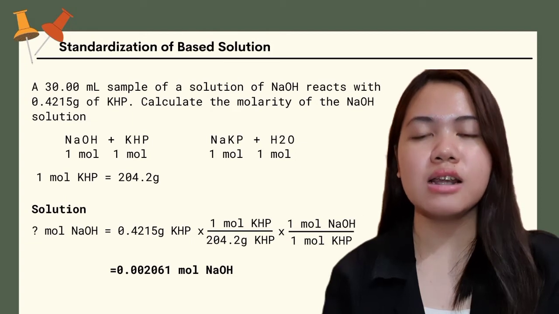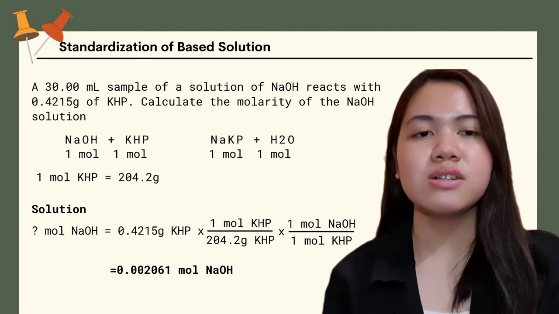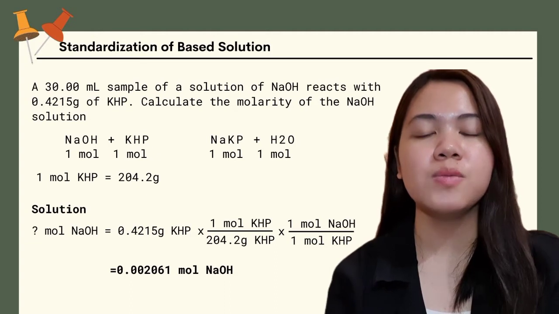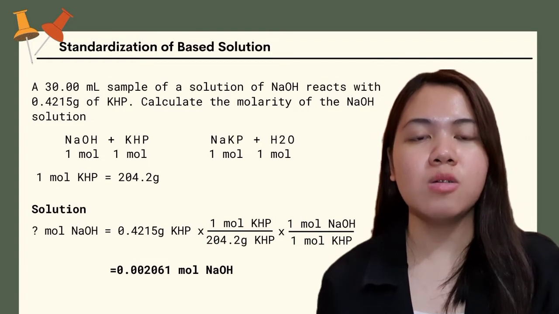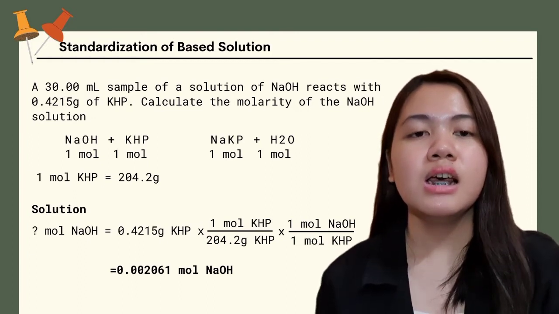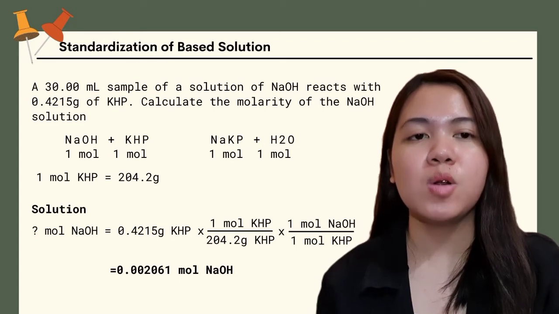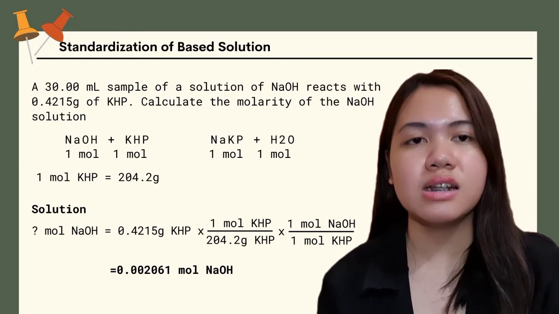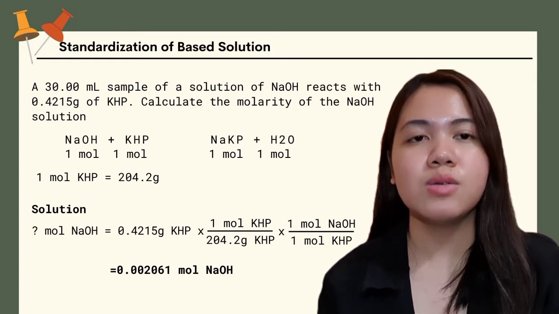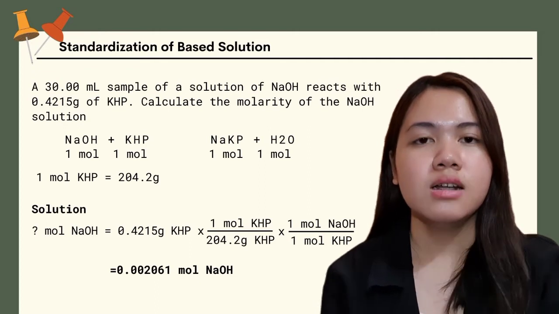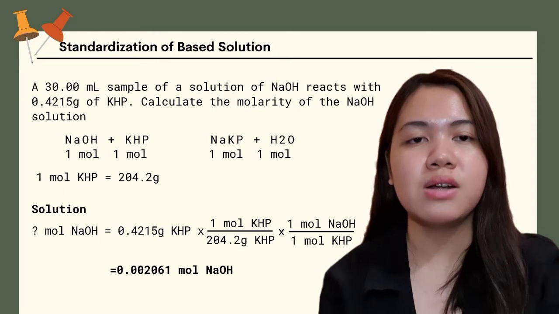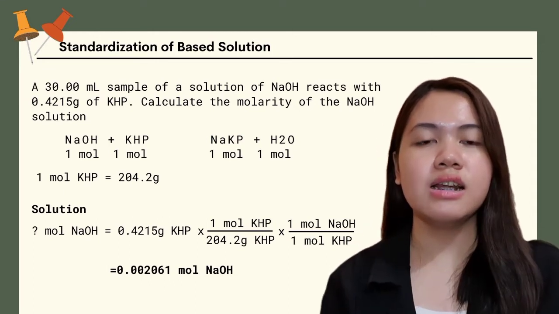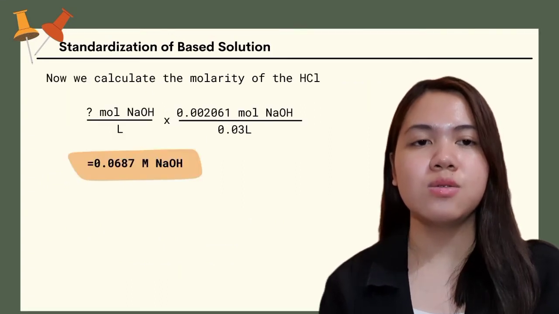Then we are now going to calculate the number of moles of sodium hydroxide in 30 ml of solution from the amount of potassium hydrogen phthalate that reacts with it. Unknown moles of sodium hydroxide equals 0.4215 grams potassium hydrogen phthalate times 1 mole potassium hydrogen phthalate over 204.2 grams potassium hydrogen phthalate times 1 mole sodium hydroxide over 1 mole potassium hydrogen phthalate. That would give us an answer of 0.002061 mole sodium hydroxide.